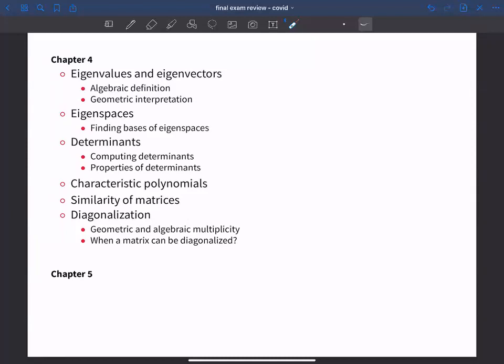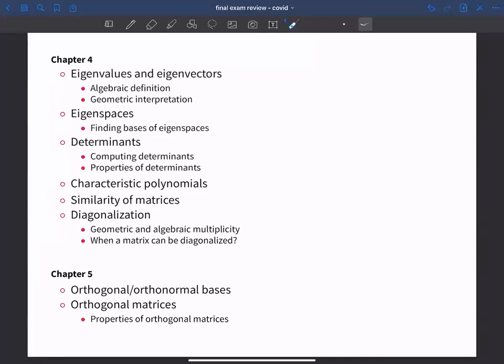No? Okay, so this stuff's a little bit more recent, so you're probably a little bit more fresh with this. Then we did talk about orthonormal and orthogonal bases. We talked about orthogonal matrices. Orthogonal matrices are nice. They have lots of nice properties.